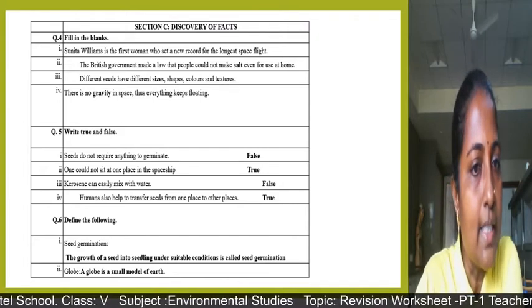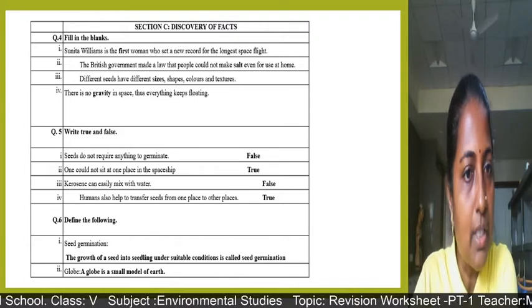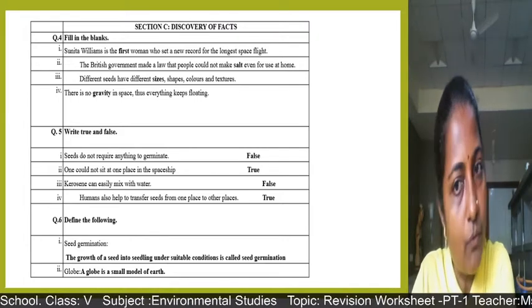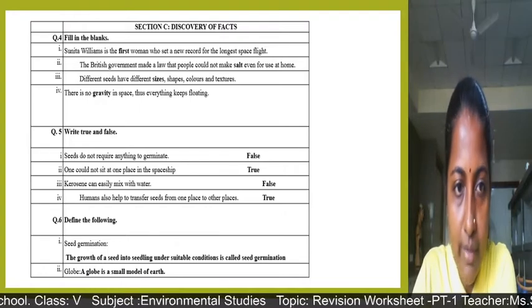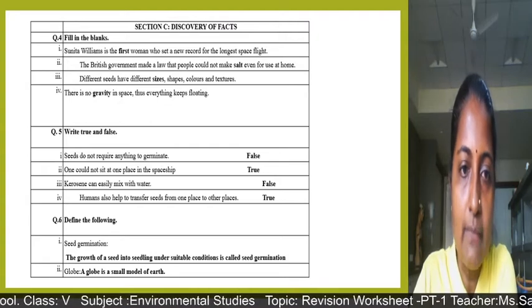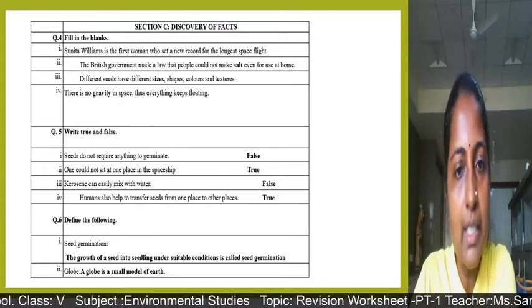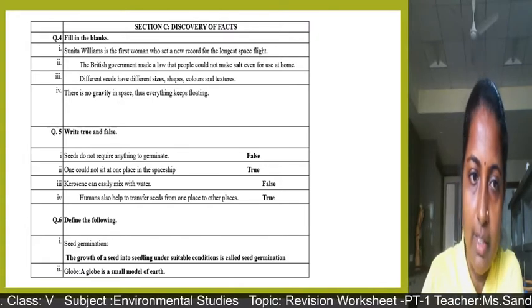One could not sit at one place in the spaceship. That is true. Kerosene can easily mix with water. That is false, because kerosene does not mix with water well. Then humans also help to transfer seeds from one place to another place. Yes, it is right.